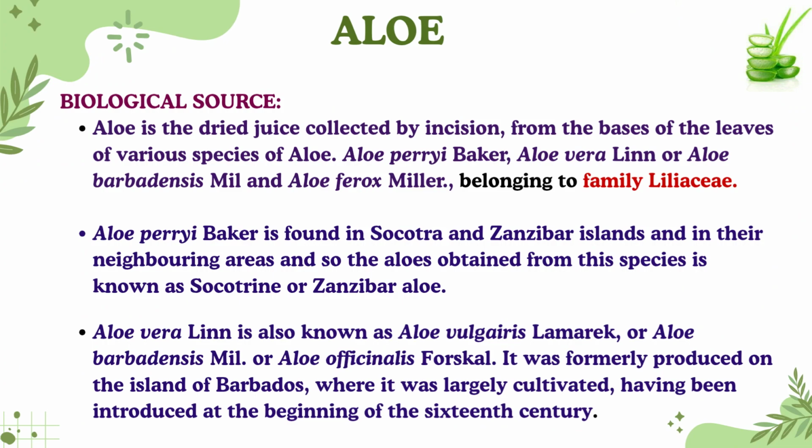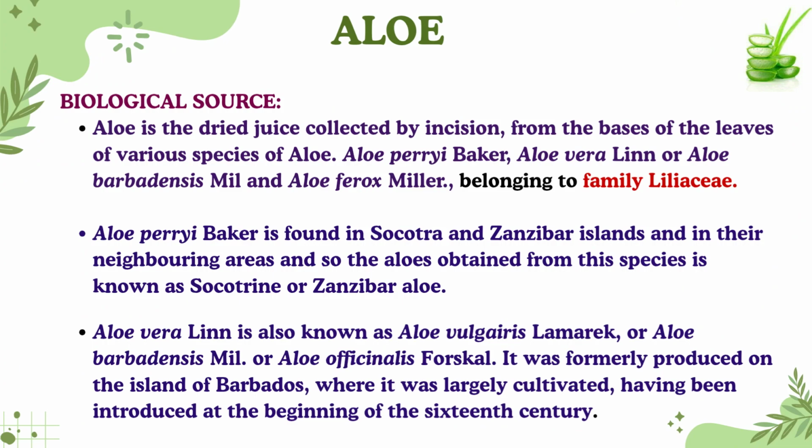Aloe. Biological source. Aloe is the dried juice collected by incision from the bases of the leaves of various species of aloe: Aloe perryi Baker, Aloe vera Linn. or Aloe barbadensis Mill., and Aloe ferox Miller, belonging to family Liliaceae. Aloe perryi Baker is found in Socotra and Zanzibar Islands and in their neighboring areas, and so the aloes obtained from this species is known as Socotrine or Zanzibar aloe.